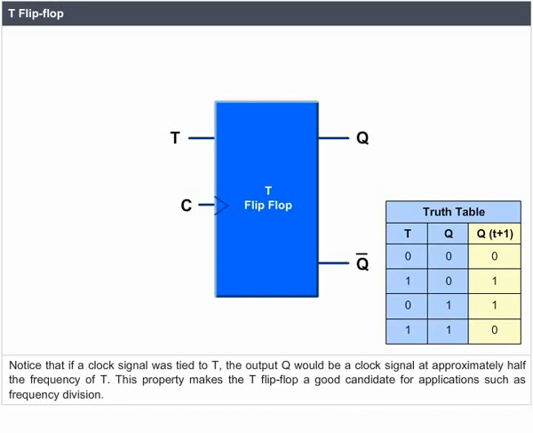The T-type flip-flop is an edge-driven device. Therefore, you should not associate 1 and 0 with levels, but instead 1 should be considered as a pulse and 0 as no pulse. Notice that if a clock signal was tied to T, the output Q would be a clock signal at approximately half the frequency of T. This property makes the T flip-flop a good candidate for applications such as frequency division.